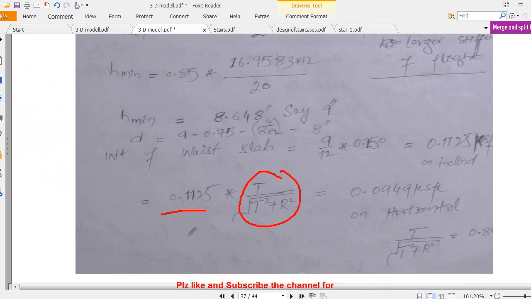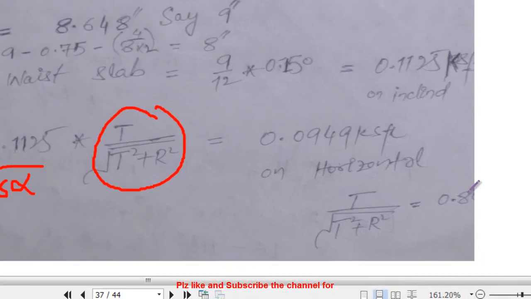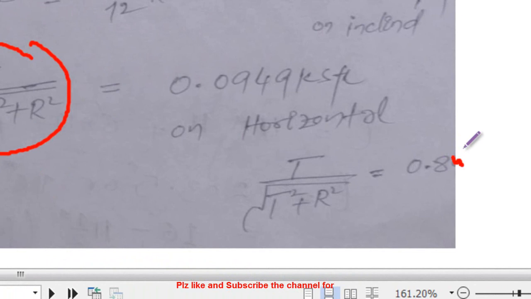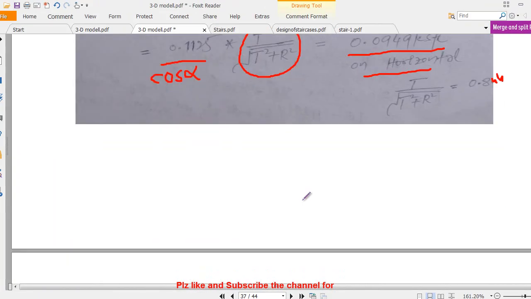Okay, if you place that factor here, you have cos alpha. Remember, this is cos alpha. So cos alpha is what? The square root of t square plus r square, divided by t. So that t comes out in the denominator, and you do the calculation. This is roughly equal to 0.844. Okay, so you just need to multiply, and now this is the load in ksf on the horizontal surface.